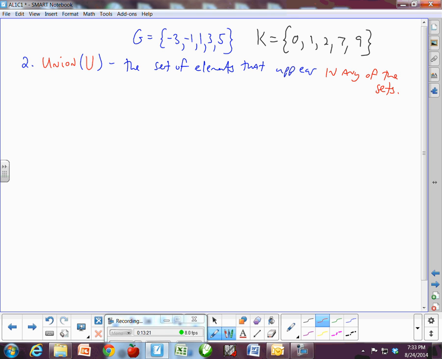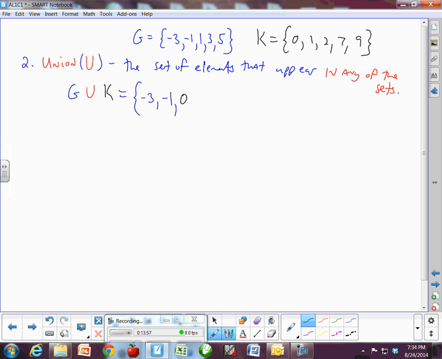All the elements of, let's take our example here, set G and set K. All right, so what if we did this? Set G union set K. And what we're going to do is list all the members. If I wanted to, I could right now list the -3, -1, 1, 3, 5 of set G. But I like to do things in order. So I'm going to do the -3 of set G, -1 of set G. By the way, they don't have to be in color. I'm just using the color to illustrate. We got the 0 now of set K, right?